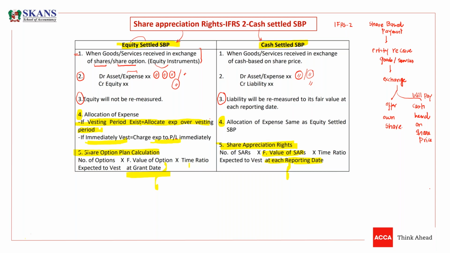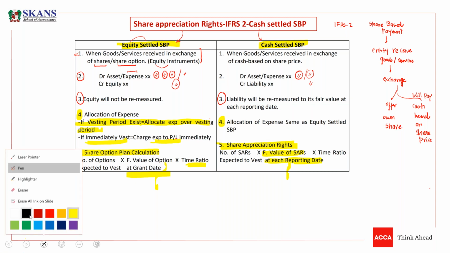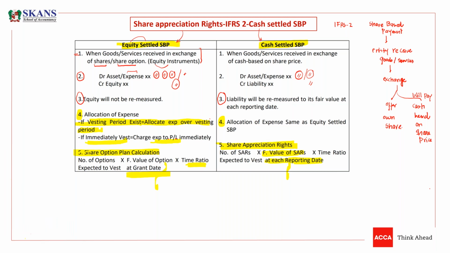But when there is a vesting period, then you have to apply a time ratio. It means if the total condition period is 4 years, then for the first year you will write 1/4, second year 2/4, third year 3/4, and fourth year 4/4. In the same way, you are going to take these values as well. So the allocation points are the same for both types of share-based payments.